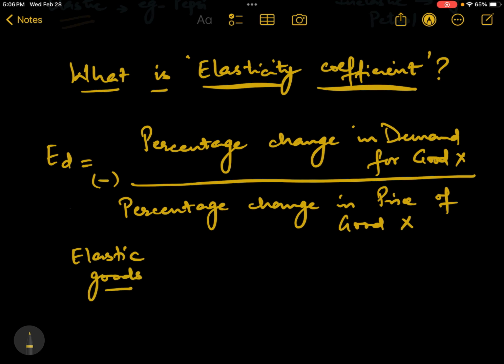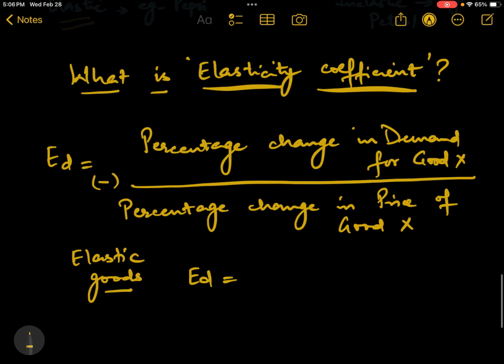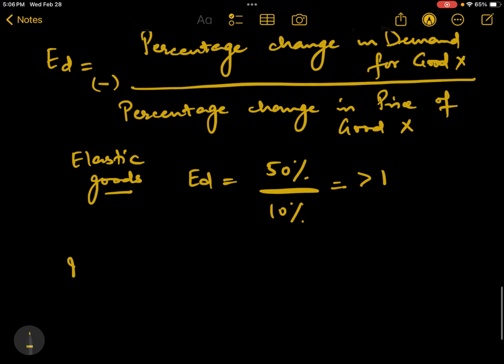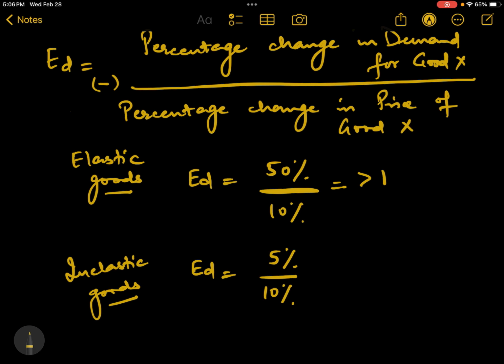Now, when we are looking at the elasticity coefficient, in the case of elastic goods, what would it be? Something higher, since the change in quantity demanded is higher. So if a 10% decrease has caused a 50% increase in quantity demanded, you will always get an answer greater than 1. And in the case of inelastic goods, like petrol, the responsiveness would be, let's say, 5% compared to a 10% change in price. The answer would always be less than 1. So these greater than 1 and less than 1 are the elasticity coefficients.